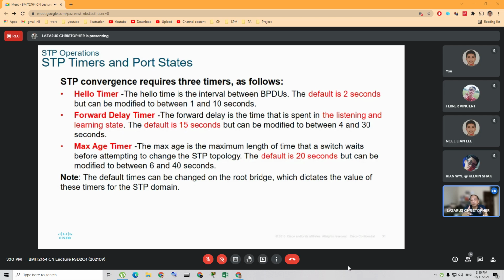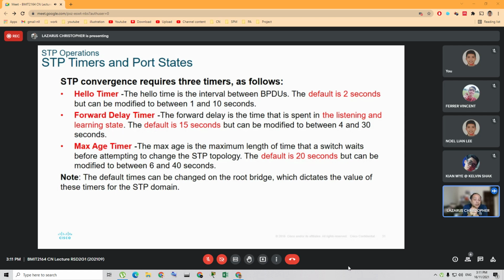Since STP is done automatically by the switch, the reconvergence or reconfiguration of the STP must also be done automatically. So as a network administrator, we don't have to go and prompt the switch to check the topology again or converge again because I changed the topology. No need, because you have this max age timer. The default is 20 seconds between every time to reconverge, but it can be modified. You can have a range between 6 to 40 seconds.